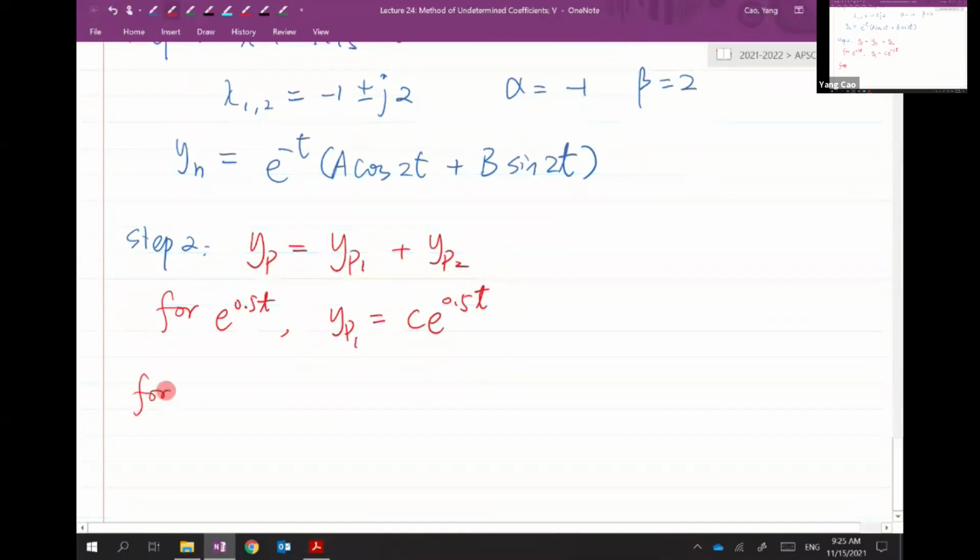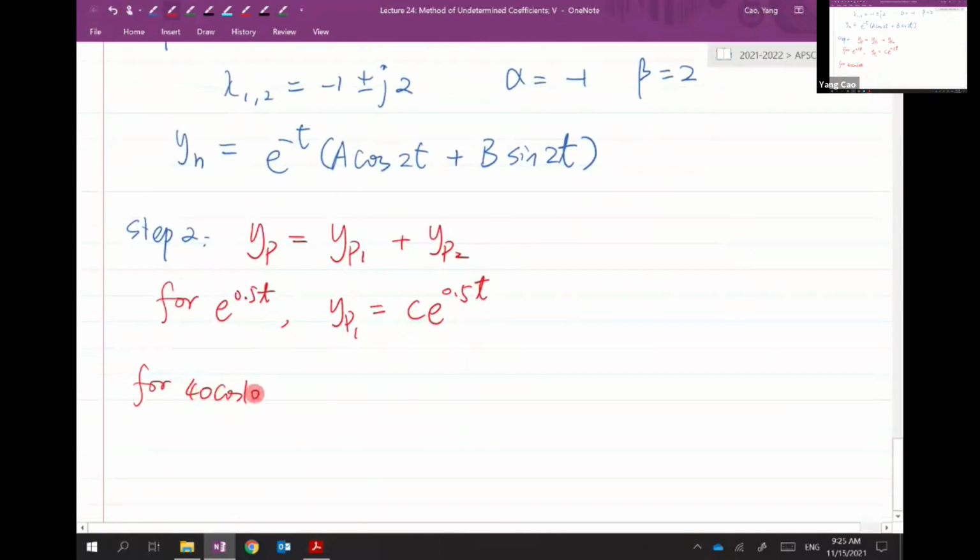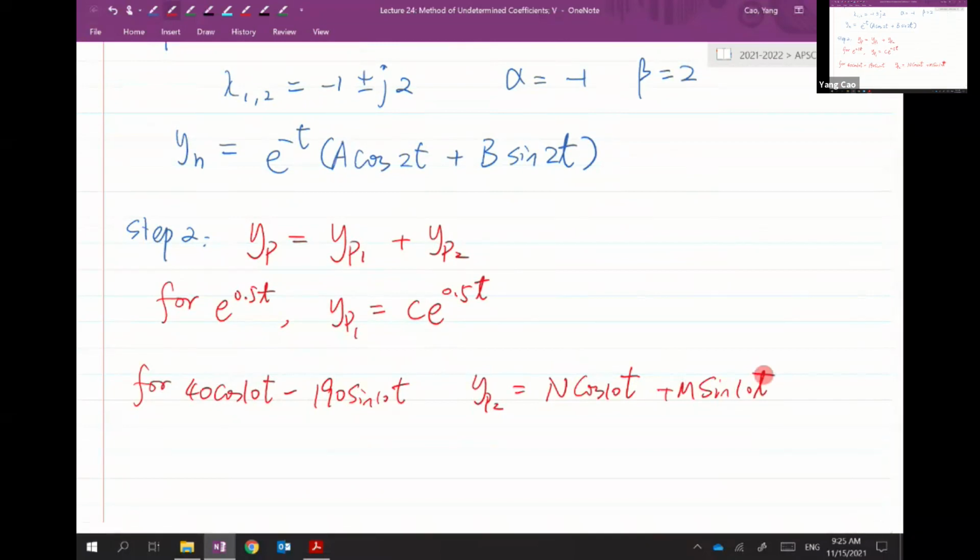And then for the other one, that 40 cosine and then minus 190 sine, you can obtain a lucky guess YP2 based on the table, which is N cosine 10t plus M sine 10t. That's where your YP1, YP2 are from. Your overall is YP1 plus YP2, right? So this is basically what we call the sum rule, the last rule over there, the sum rule.